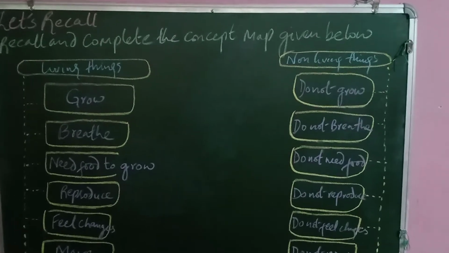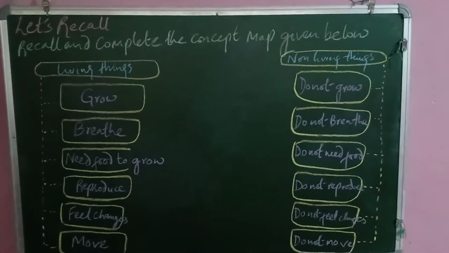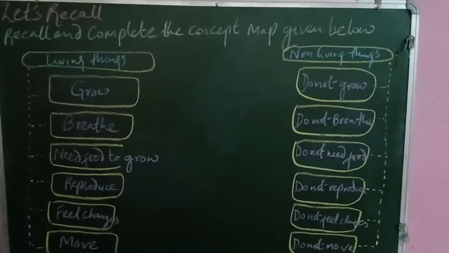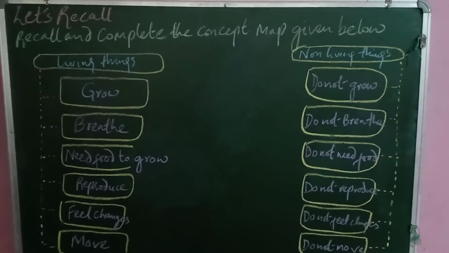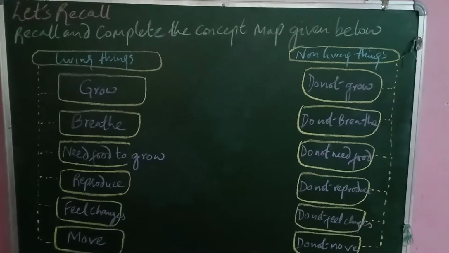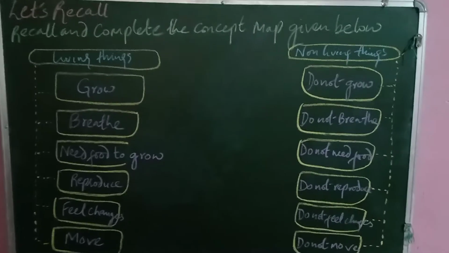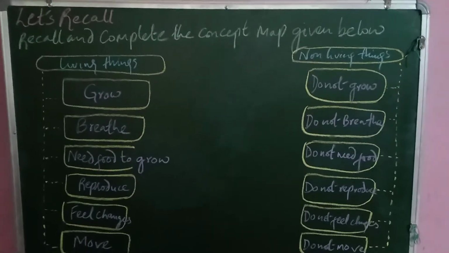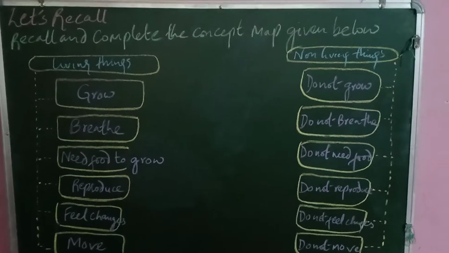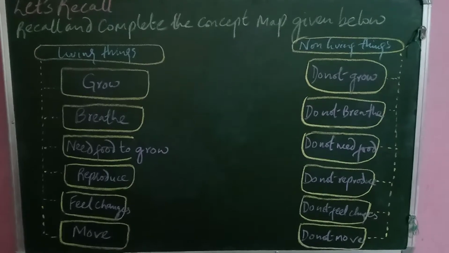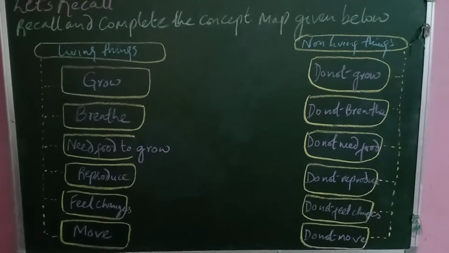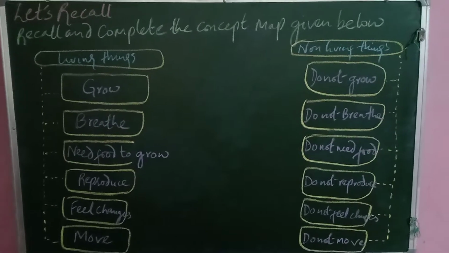Recall and complete the concept map given below. So as you can see in your textbook, there is a figure given with the blank spots. You have to fill those blank spots. So first we have living thing. In this category we have 6 blank boxes. In living thing we have to write inside those boxes: grow, breathe, need food to grow, reproduce, feel changes and move.